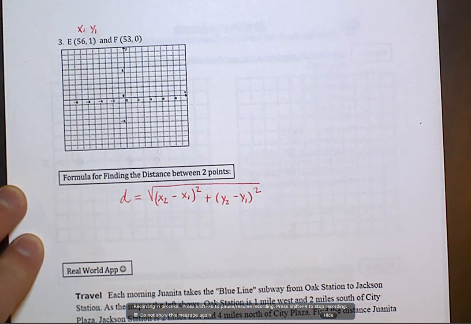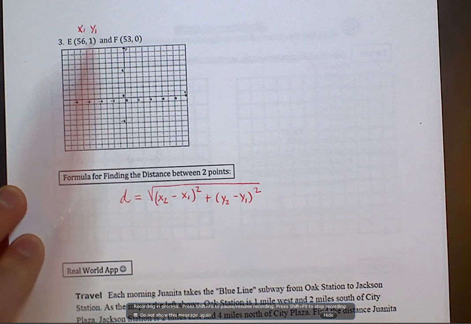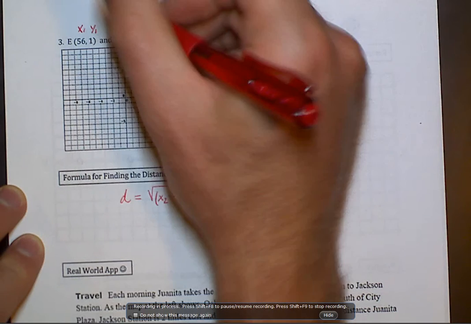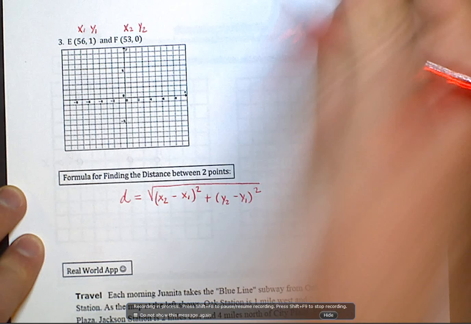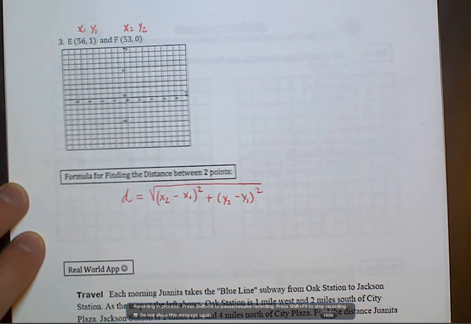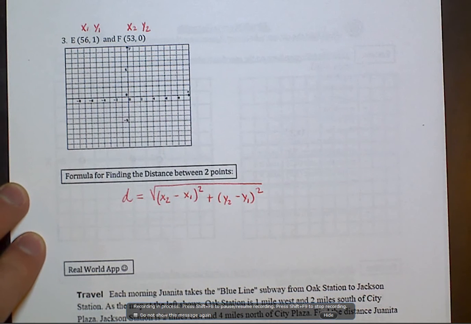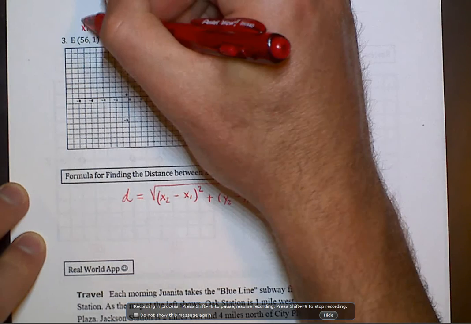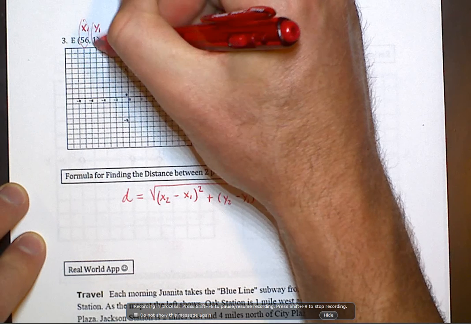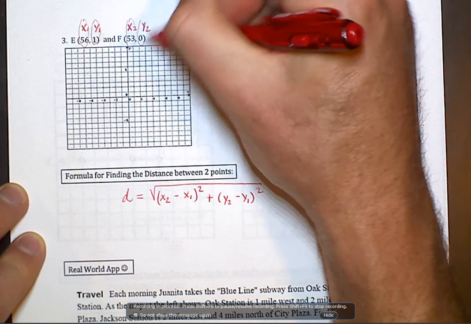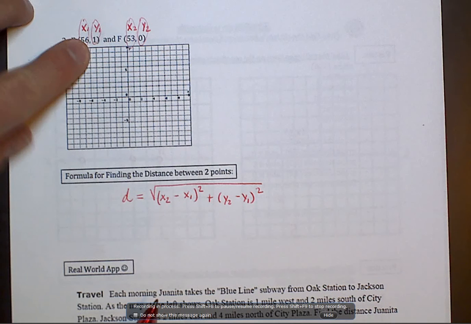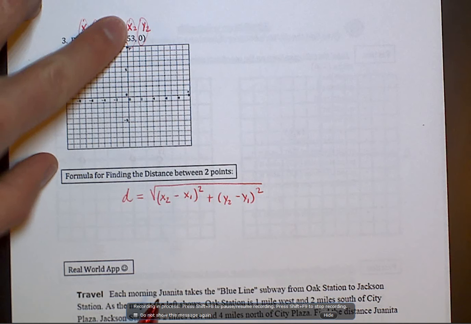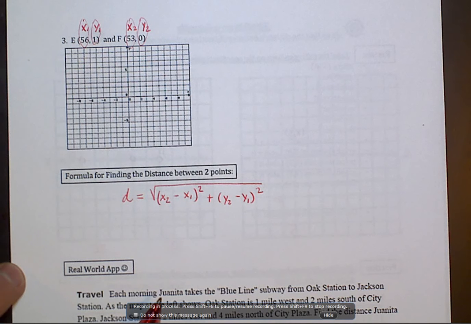Now the only reason I put the ones here is because it's the first point listed. Over here I'm going to put x2 and y2 because those are the second points listed. Okay, so that's where those numbers come into play. Now all you're going to do is, and I'm going to give you a little bit of a visual here. So my x1 value is 56, my y1 value is 1, my x2 value is 53, my y2 value is 0. Okay? And all you're going to do is plug those into the formula.